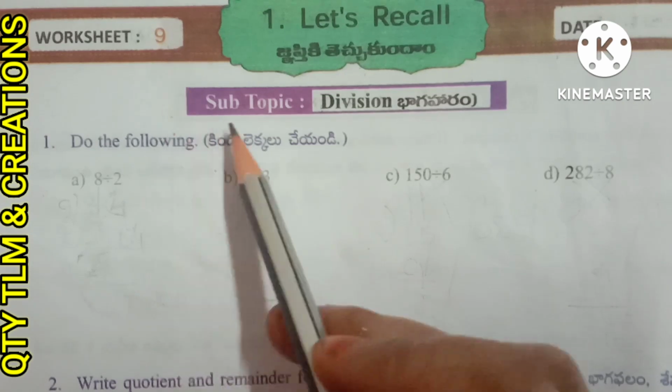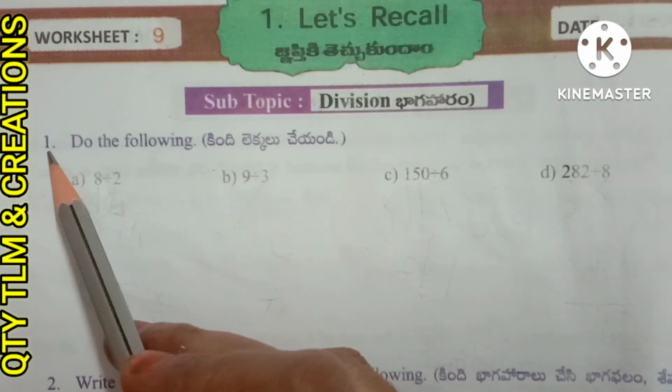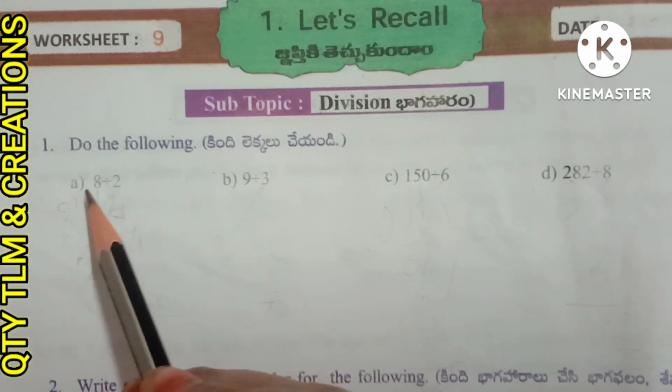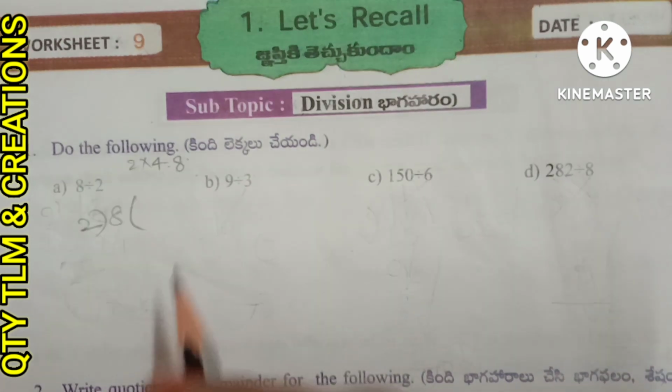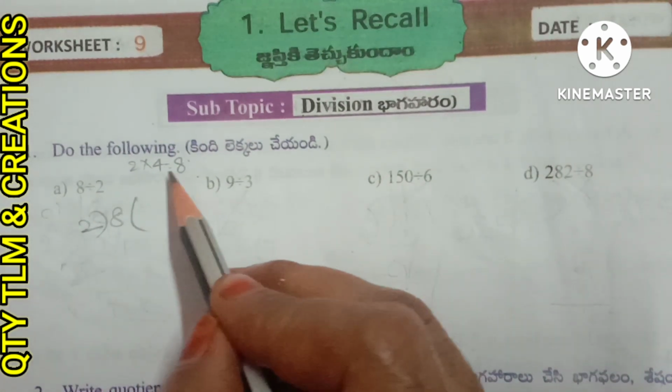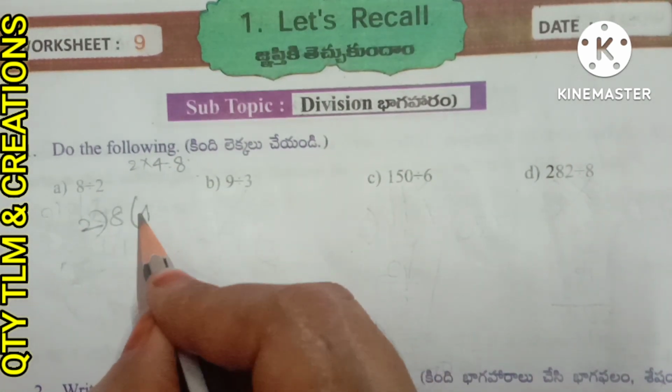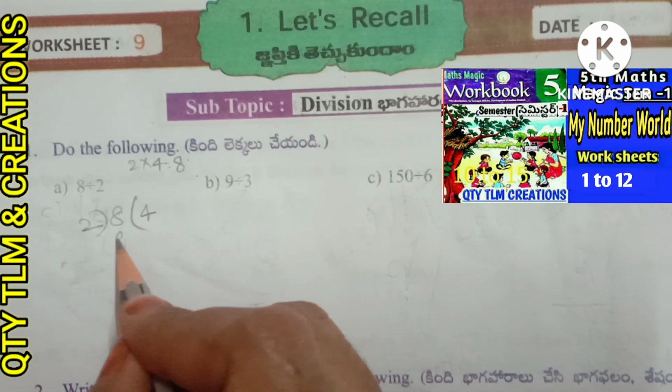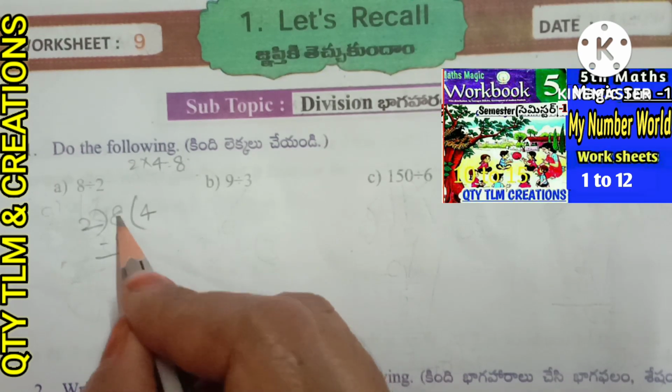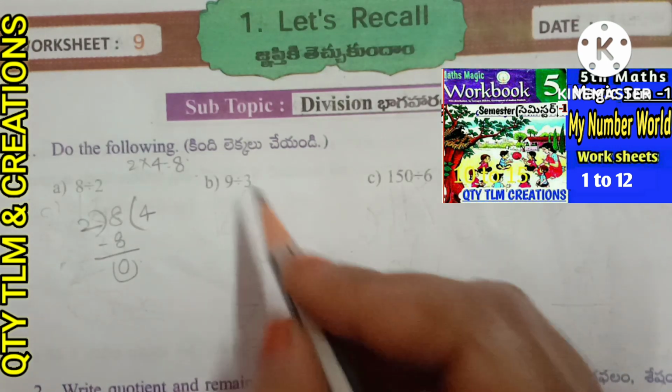Next, worksheet number 9. Subtopic: division. First one, do the following. A. 8 divided by 2. Here 2 divides 8 for 4 times. So we have to write 4 in the quotient place and write 8 under 8. Then subtract 8 from 8. We get 0.